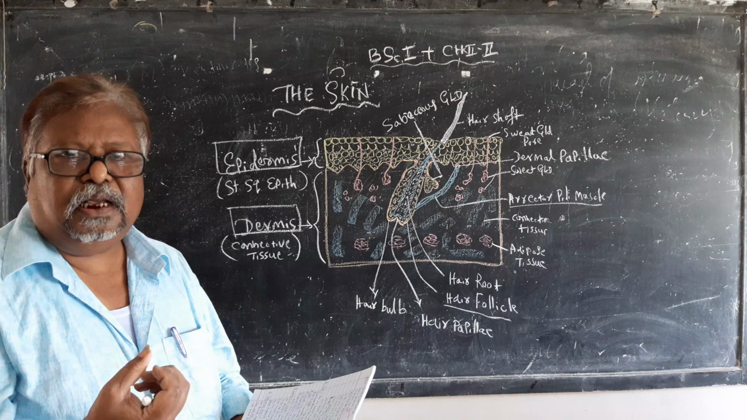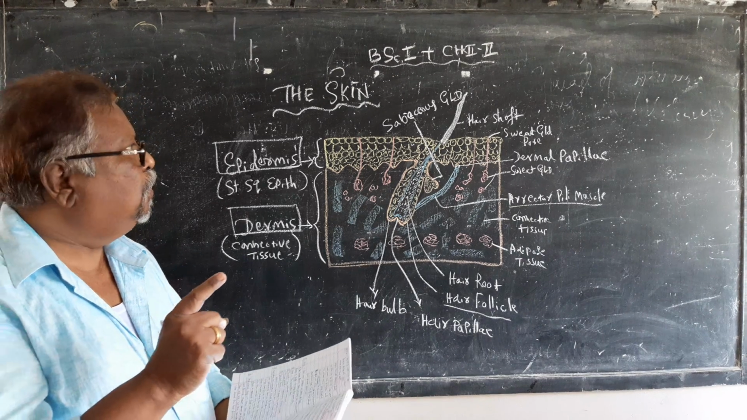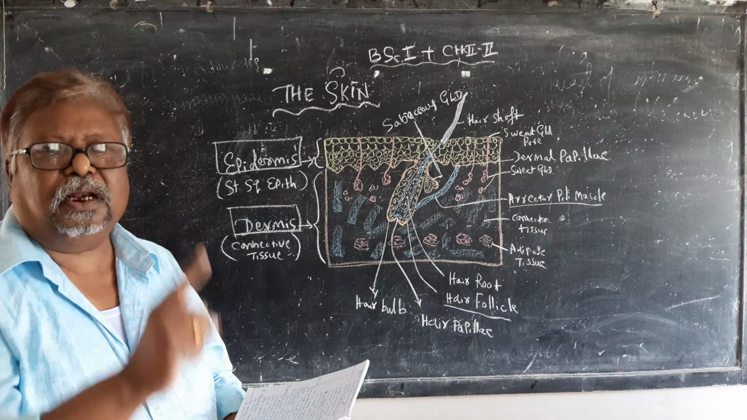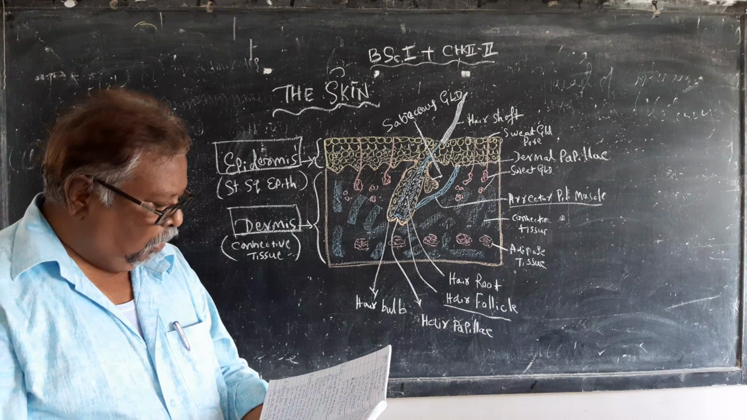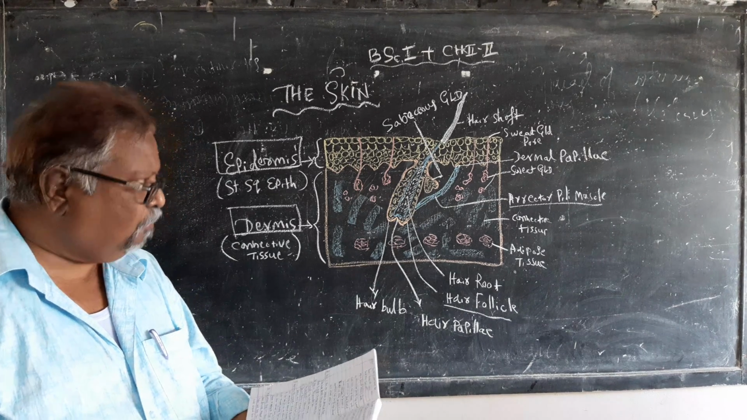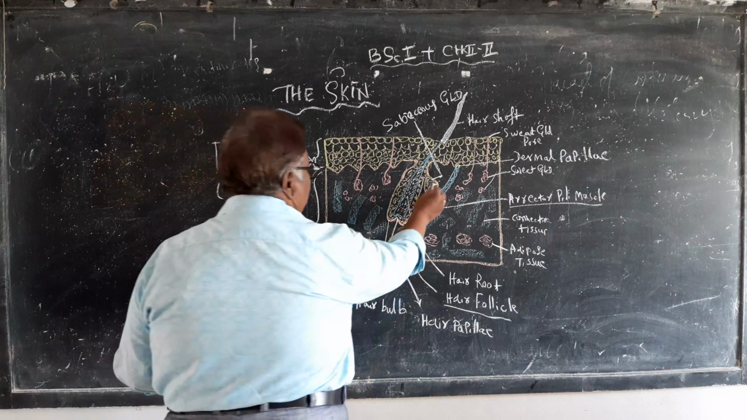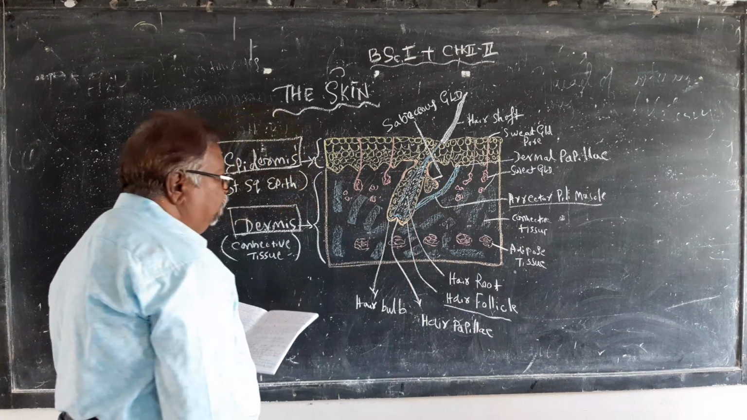When these muscles are contracted, then the hair shaft becomes erect. It becomes erect. Now the sebaceous glands. These glands are associated with hair follicles. So sebaceous glands, they are associated with the hair follicle.